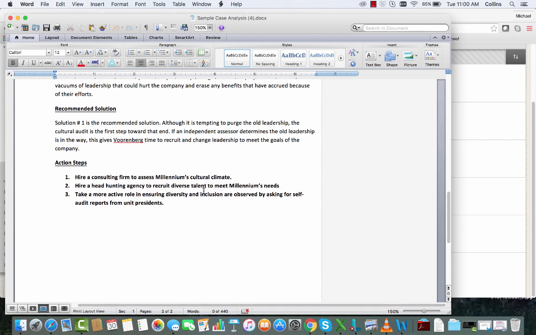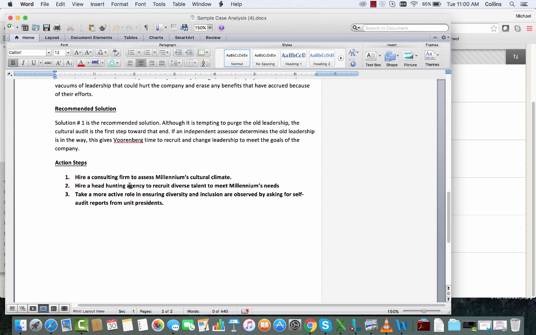Once you read this case, it's going to be clear to you that there are pluses and minuses to a lot of things. Firing the old guard is not going to help you because they can go to work for your competitors as well. They have a lot of information, so keep that in mind. Then you'll have your action steps.